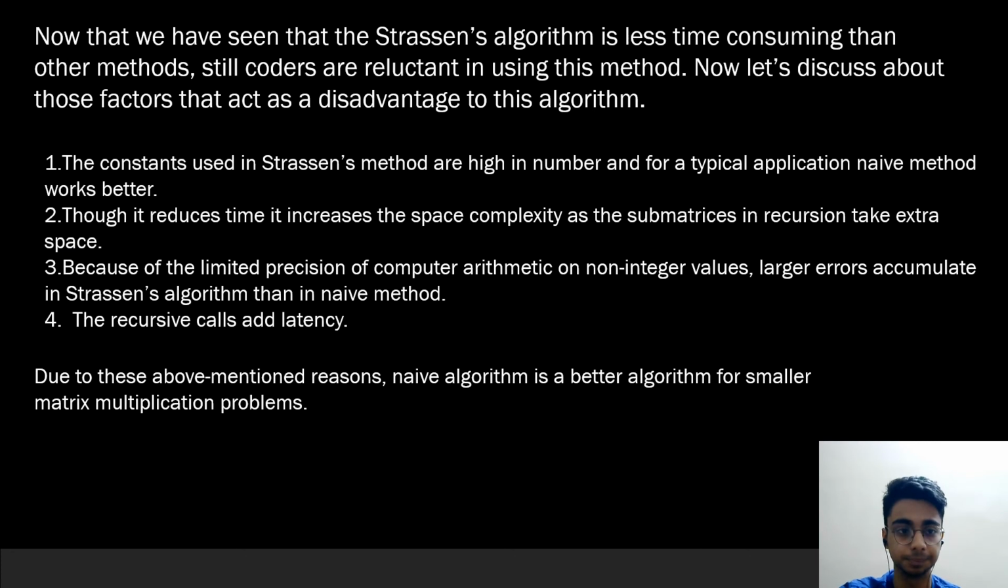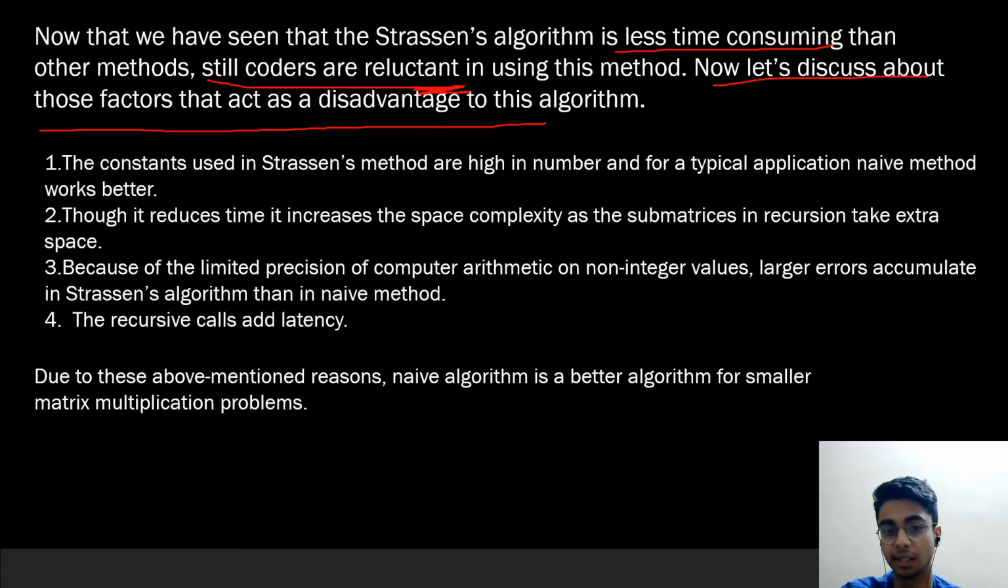So it has reduced from this, and we are somewhat successful in reducing the time complexity, which was our aim. Now we have seen Strassen's algorithm is less time consuming. We saw that earlier using Master's theorem, but still it is reluctant in the market, like people are not using it. Now let's discuss those factors that act as a disadvantage to this algorithm.